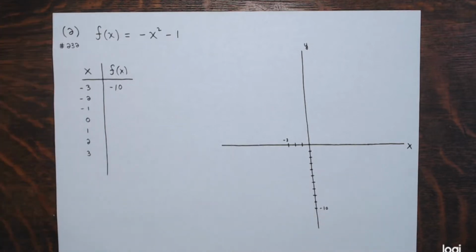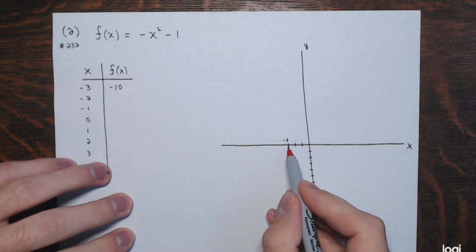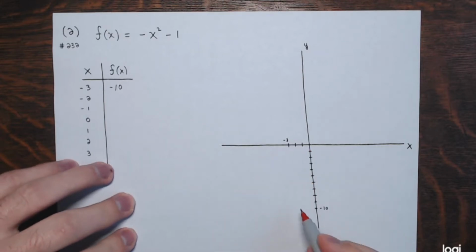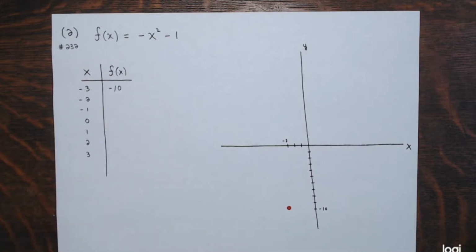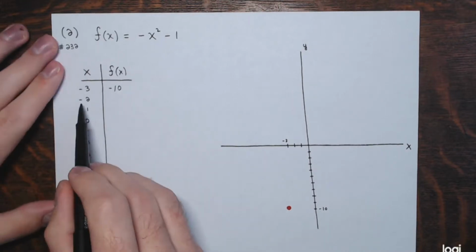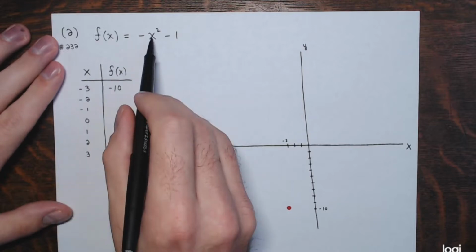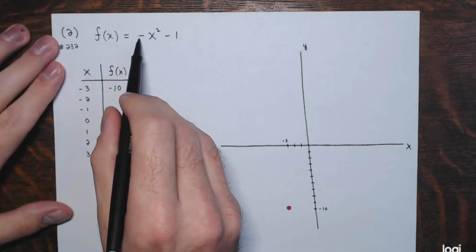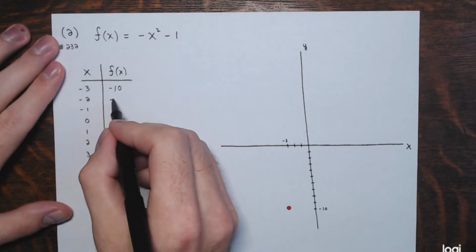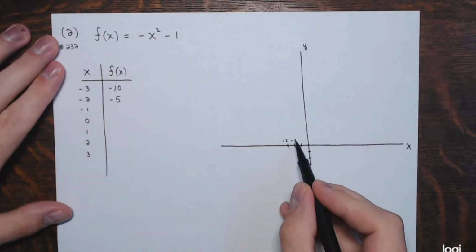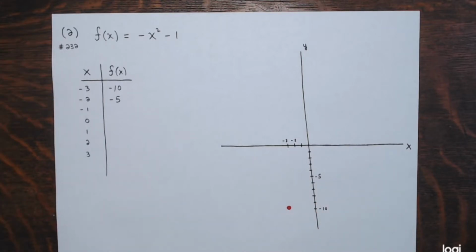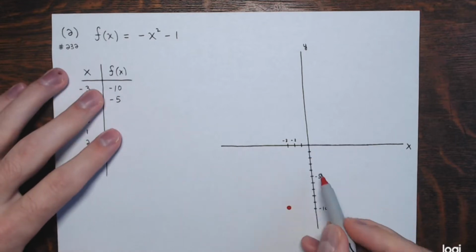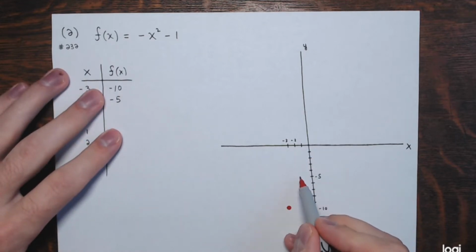I'll plot that point. Input -3 on the x, output -10 on the y, and just eyeballing it here. Again, this is a hand drawing, probably not going to be the greatest looking thing ever. If I input -2 for x, -2 squared is 4, but then you've got the minus here, -4, -1, -5. Right, so input -2, output -5. And I'll plot that point. -2, -5, that's this point here.